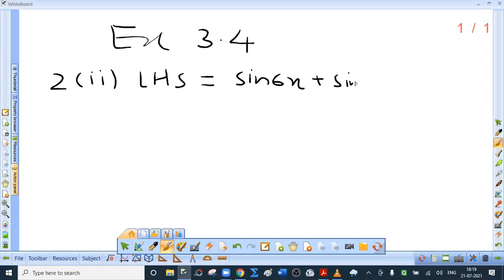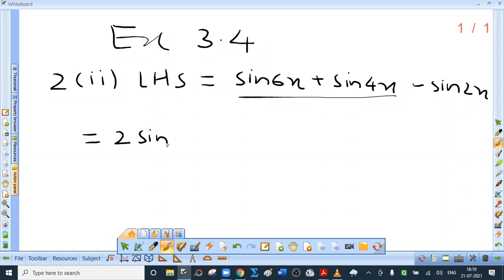Sine 6x plus sine 4x minus sine 2x. We apply factor formula on this. What is sine A plus sine B? 2 sine of A plus B by 2. In exam, you are supposed to write 6x plus 4x upon 2. I am writing 10x upon 2 equal to 5x directly into cos of 6x minus 4x upon 2. So cos x minus sine 2x. What is sine 2x? It is 2 sin x cos x.